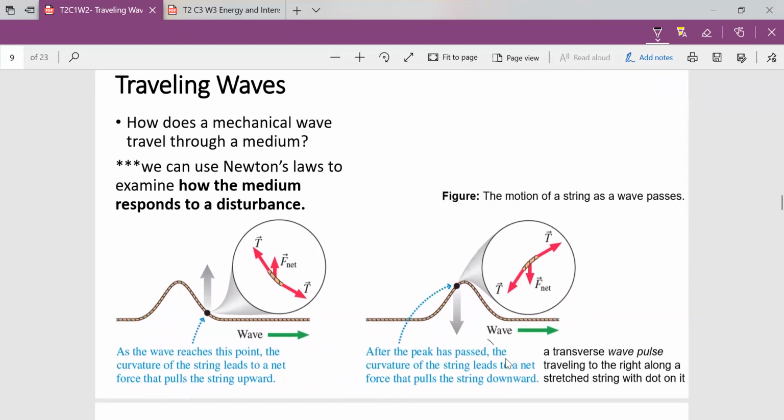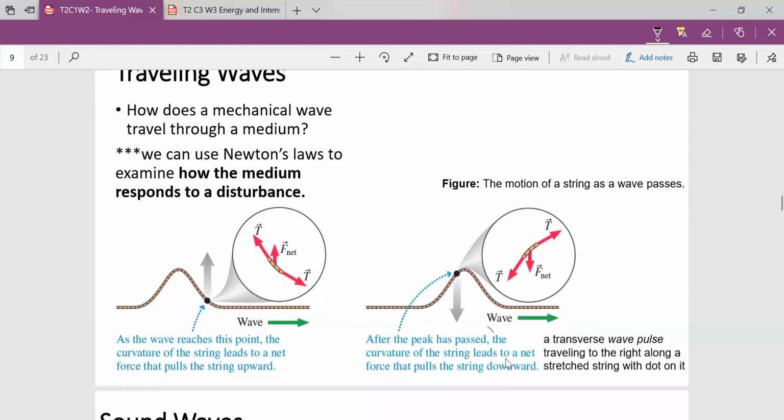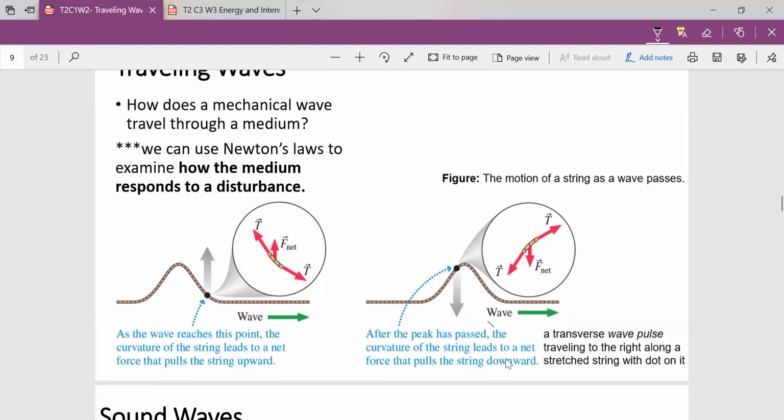So we can use Newton's law to examine how the medium responds to the disturbance. Talking about medium, we're referring to the material medium through which a mechanical wave is transported. All right, so let's see how that happens, let's view this figure. The dot on this rope is what we use to understand the motion of the wave.